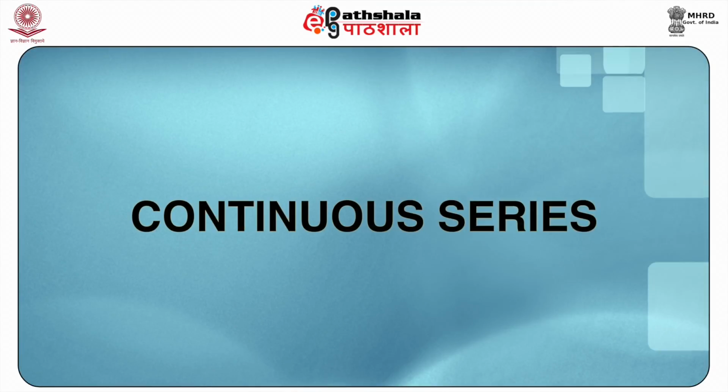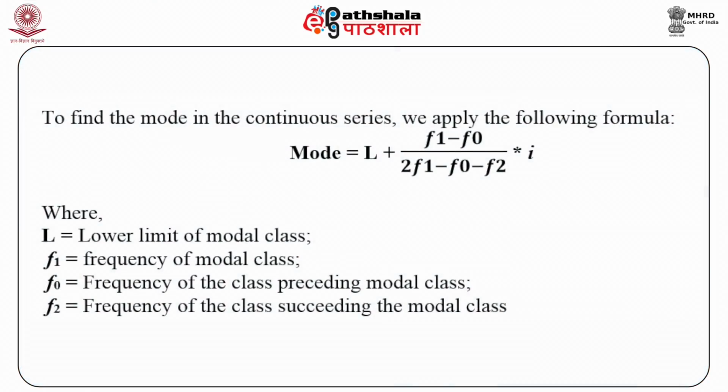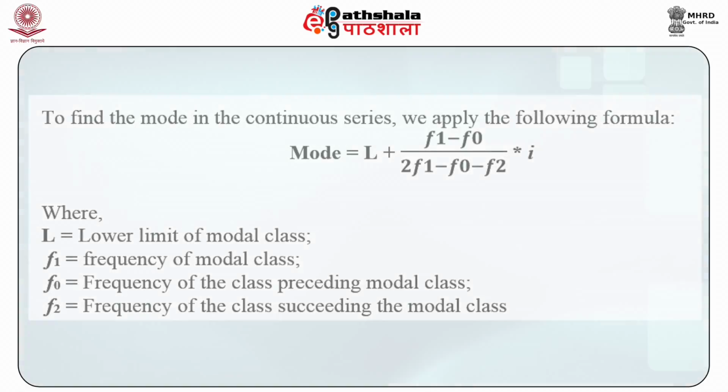In a continuous series, the mode is calculated by the formula: mode is equal to L plus (F1 minus F0) upon (2F1 minus F0 minus F2) multiplied by I, where L is the lower limit of the modal class, F1 is the frequency of the modal class, F0 is the frequency of the class preceding the modal class, and F2 is the frequency of the class succeeding the modal class.